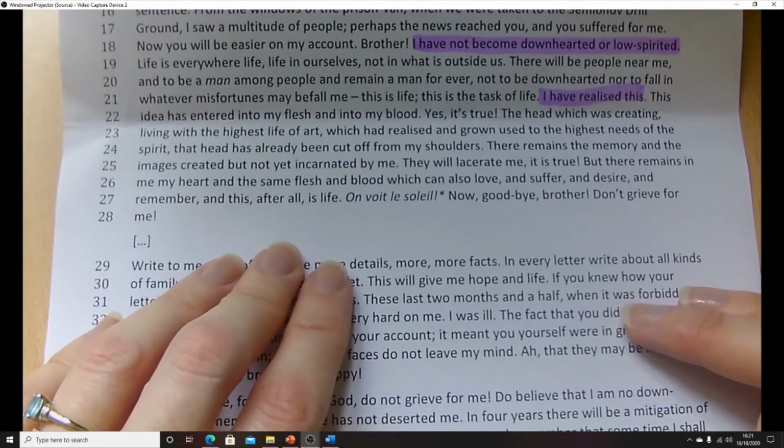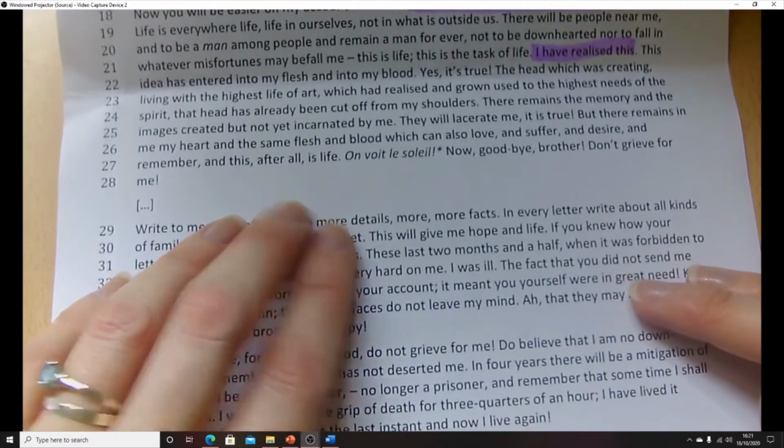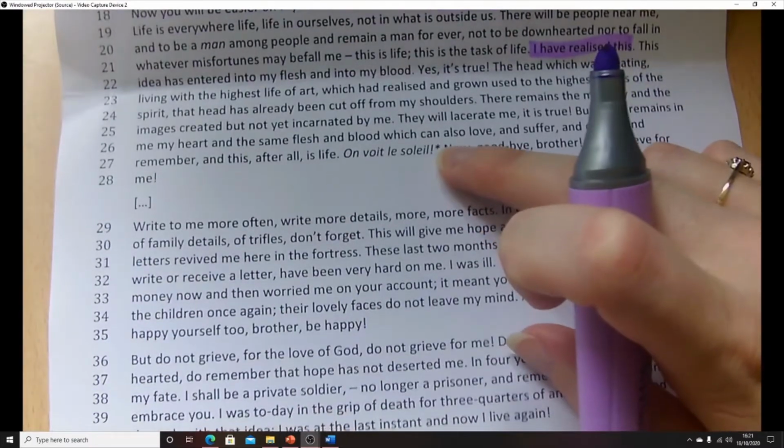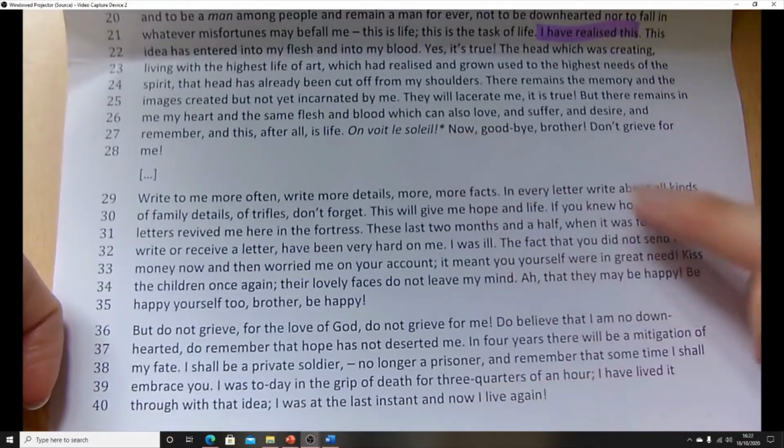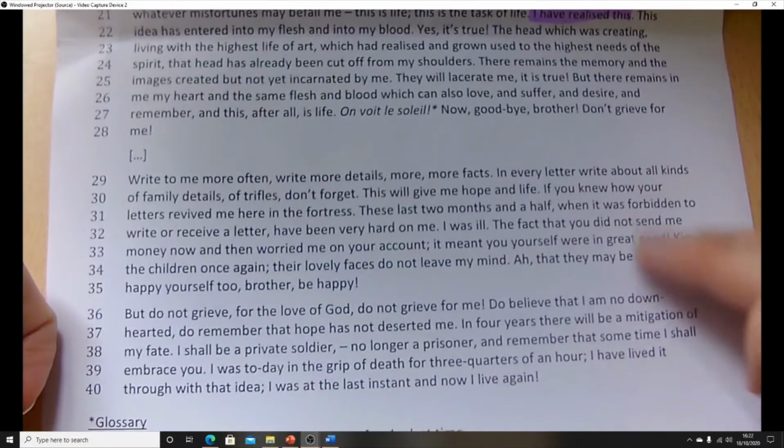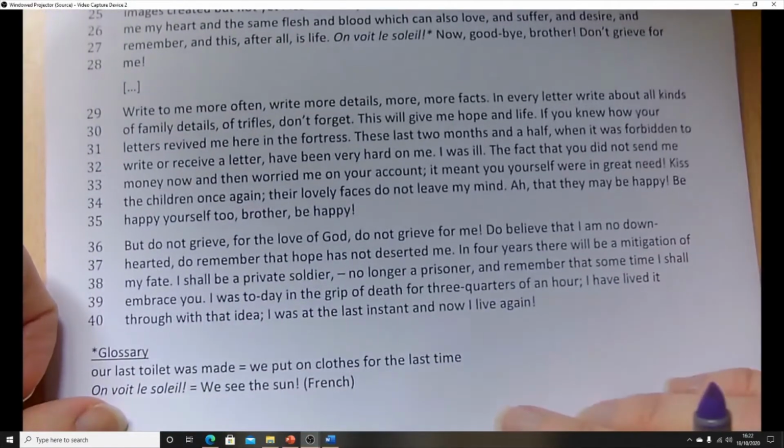Envoy et le soleil. And again, where you've got these asterisks, they will explain that at the bottom of the exam paper for you. Now goodbye, brother, don't grieve for me. You see that glossary then at the bottom here.